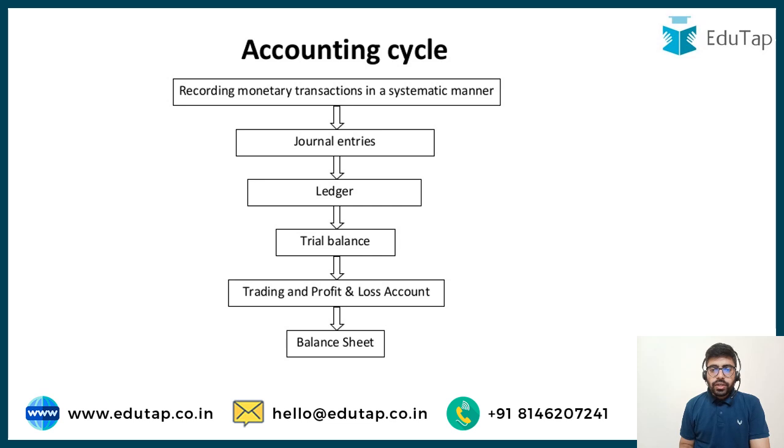Now to answer this question, we have to understand the sequence of events involved in recording the transactions and finally reporting them in our financial statements or final accounts. So this is what the accounting cycle looks like. It starts with the recording of the monetary transaction, and it ends with the preparation of the financial statements, the final accounts. So the final accounts, what are they? They are the profit and loss account and the balance sheet. So these are my final accounts. These are the financial statements which you basically find in any annual report of a company.